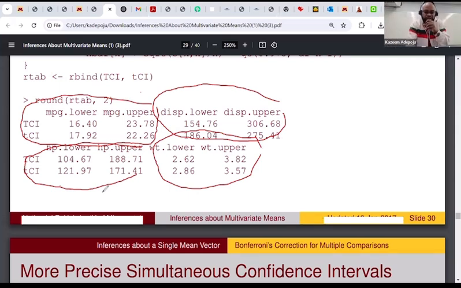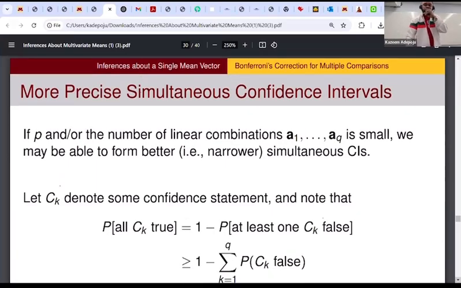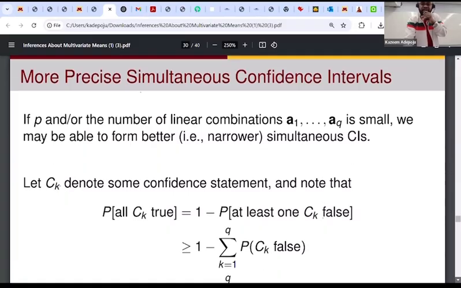That's a good one. Now I actually want to move on. This is not the only tool that we have in the literature. We may also want to consider other, more precise simultaneous confidence intervals. When I say more precise, what do I mean? I'm looking for the one where the range is going to be narrower. What's going to make the range narrower is when the margin of error is very small.